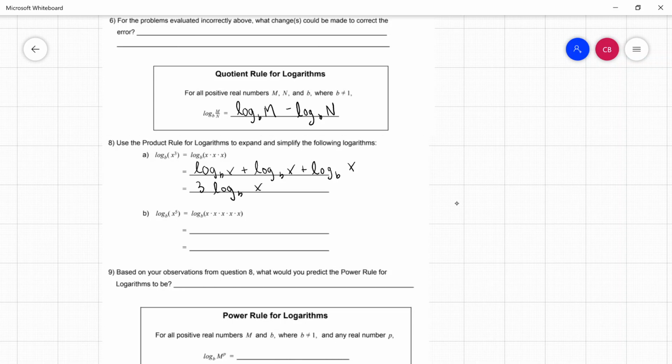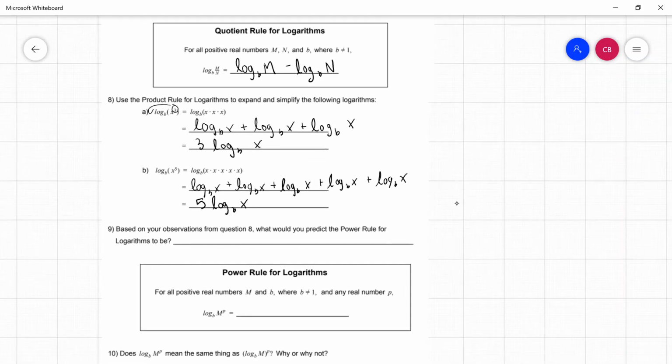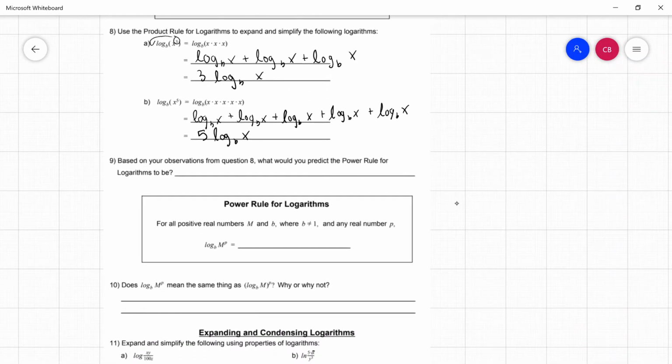So what does that show? That shows that you take this power, you write it out in the front, and that is your power there. That's why I was able to use that in the last set of videos. Same thing here, log b of x, log b of x, we just keep going 5 times. And then we have 5 times log b of x. So, predict the power rule. We know that this should be p times log b of m.